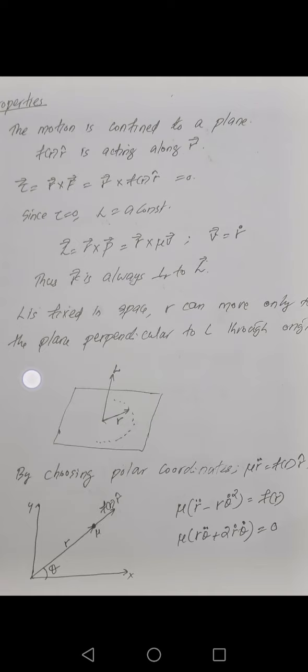So the radial component of the equation becomes, we have learned the acceleration components in polar coordinates in the last chapter, so I am using this here. The radial component is mu into r double dot minus r theta dot square is equal to F of r, and the tangential component, the theta component, is mu into r theta double dot plus 2 r dot theta dot is equal to 0, because there is no tangential component in central force motion.